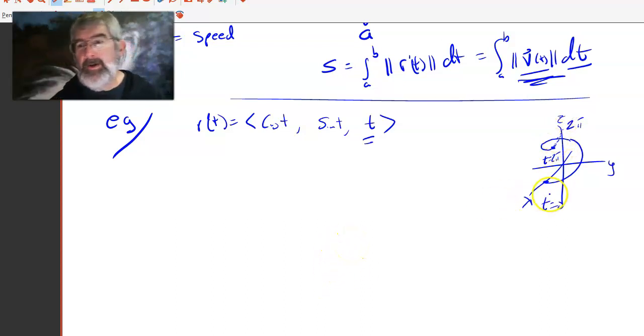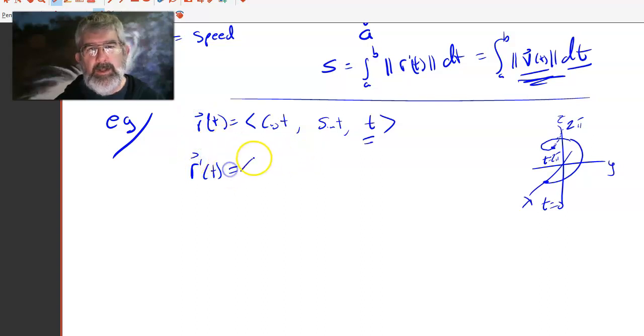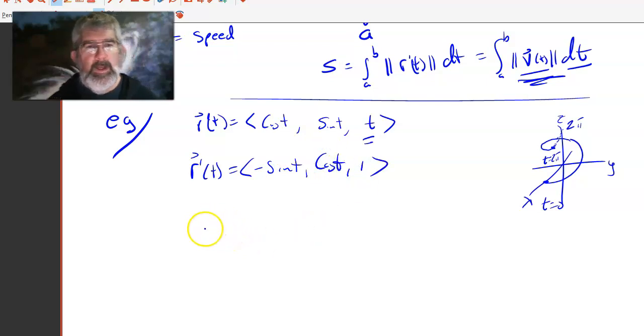So I want to find the arc length around that one piece, that one cycle of the helix. Okay? So in order to do that, according to the formula we have up here, I need to take the derivative. So r prime of t, this was a vector, so is this. R prime of t is take the derivative, so minus sine t, cos t, 1. And then I need to know the length of that.